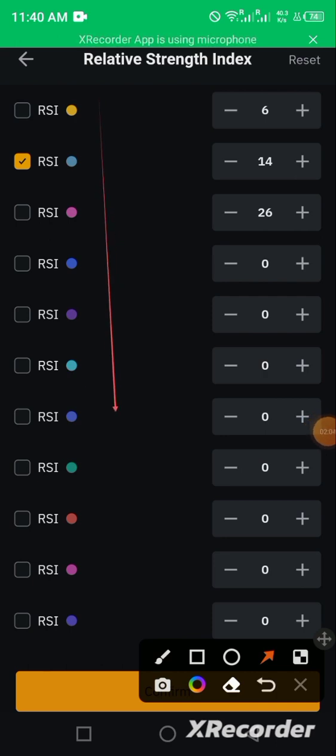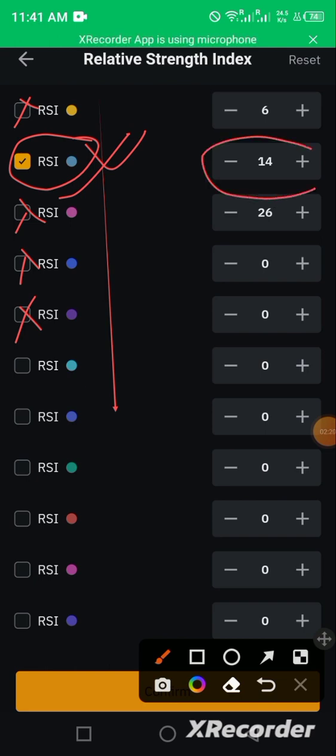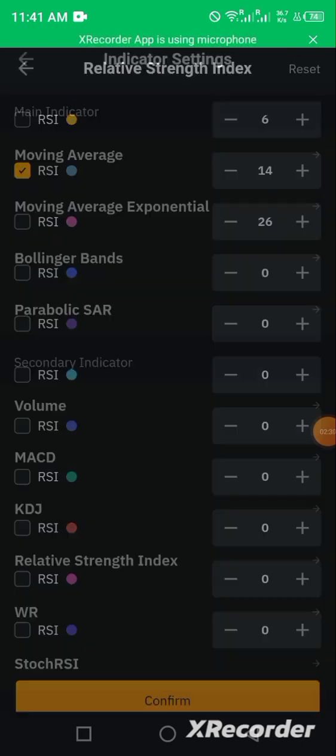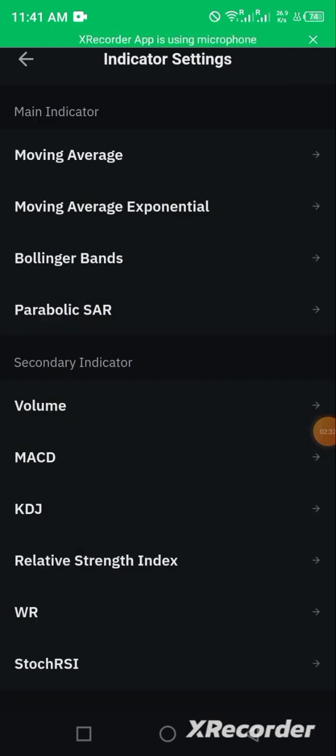What you need is this blue to be activated. So once you click on yours, others may be ticked. You untick them and let only this one stay. Then you come to this place and reset it. You then reset it positively or negatively depending on the value here. All you need is 14. After that, you click on confirm.